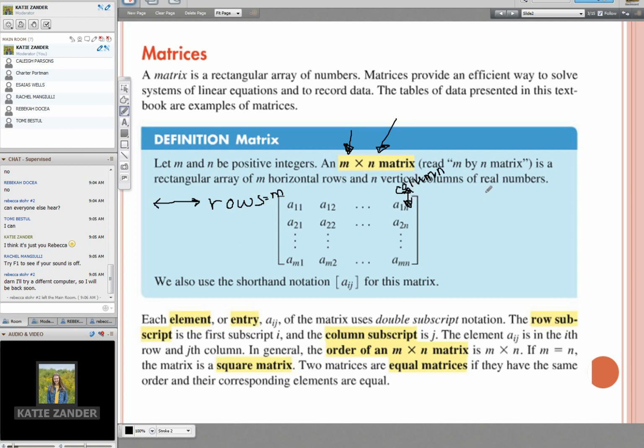All right. So that's how we're going to classify our matrices. And that's the first thing we always want to look at: how many rows and how many columns does our matrix have, because that's going to play a really important role when we look at adding or subtracting or multiplying our matrices together. There are certain guidelines we have to follow depending on the order of the matrix.